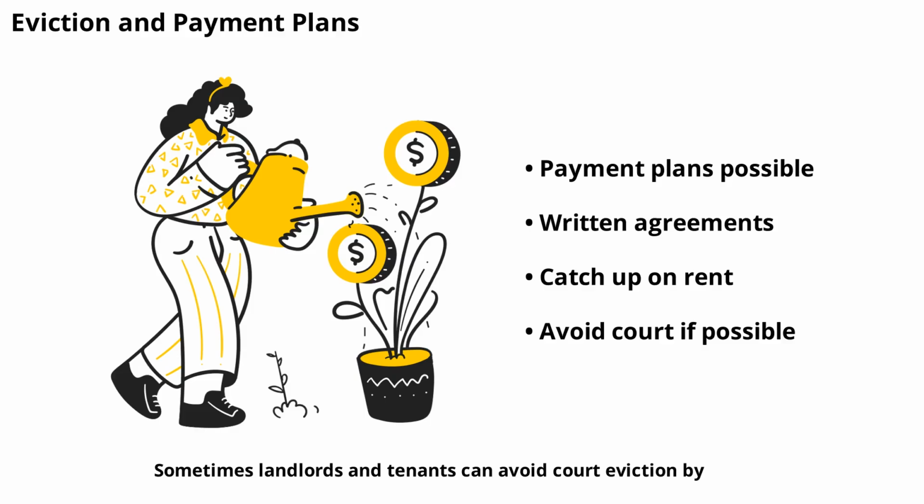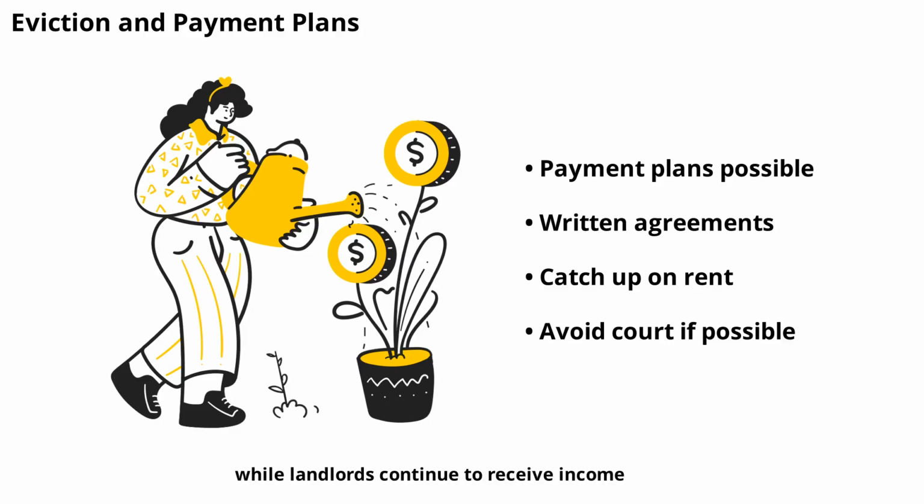Sometimes, landlords and tenants can avoid court eviction by agreeing to a payment plan for overdue rent. Payment plans allow tenants to catch up on missed payments over time, while landlords continue to receive income. These agreements should be put in writing and signed by both parties to avoid misunderstandings. If the tenant fails to follow the plan, the landlord may still proceed with eviction.